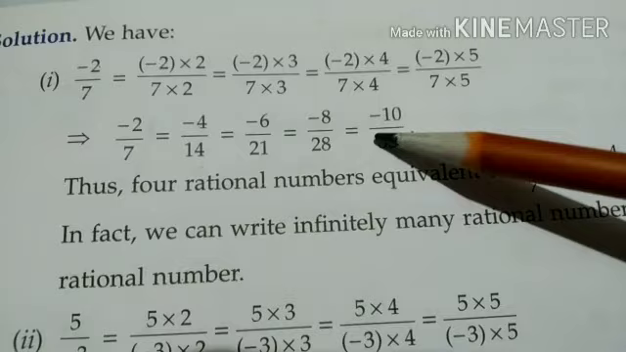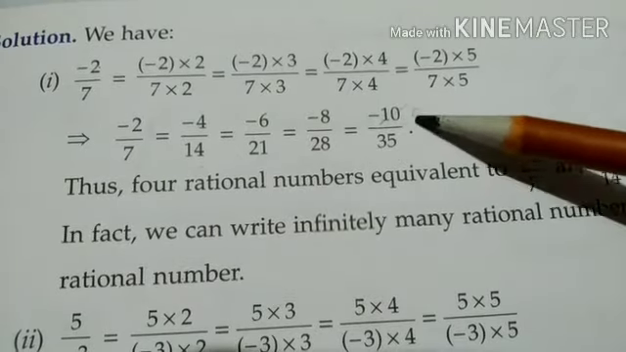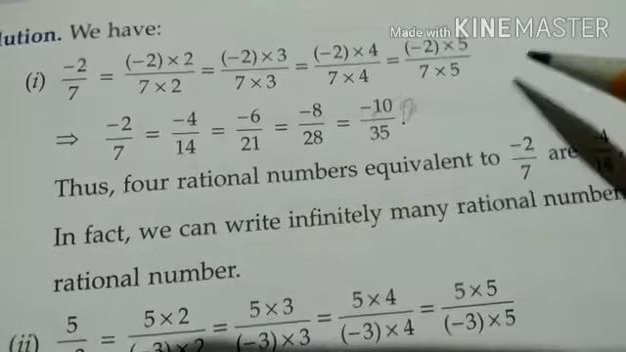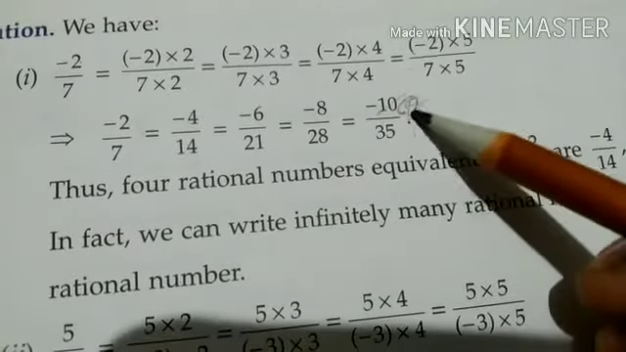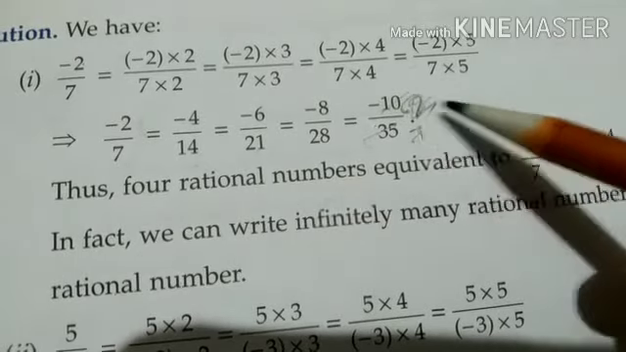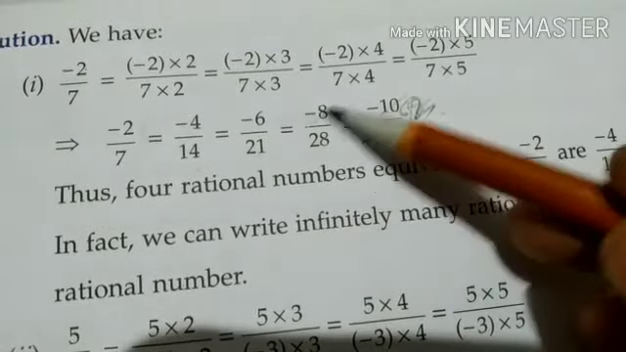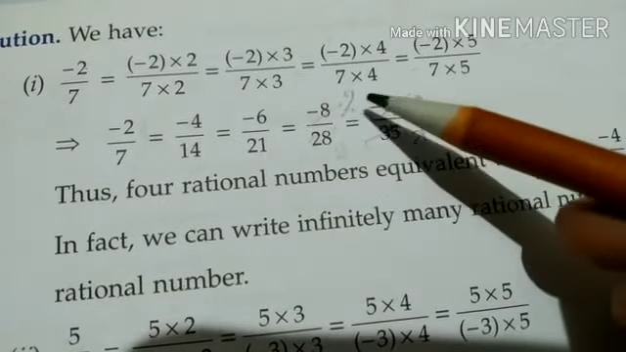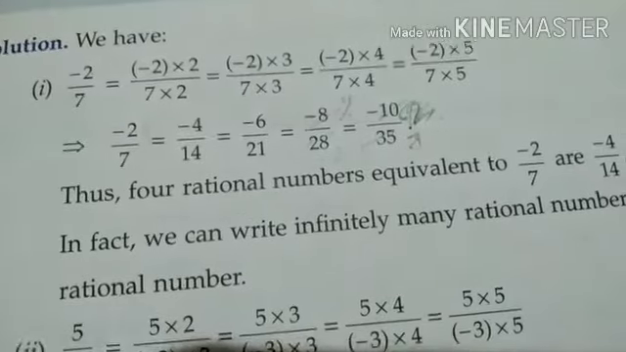If you can see, if we cut it by 5, through the 5 table, 5 2s are 10 and 5 7s are 35. So it is minus 2 by 7. Similarly here, 4 2s are 8 and 4 7s are 28. So minus 2 by 7. All the values are equal.